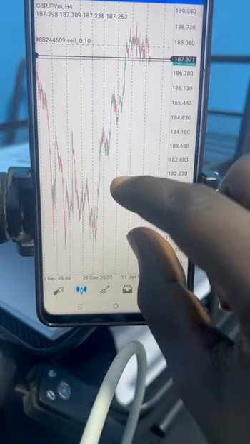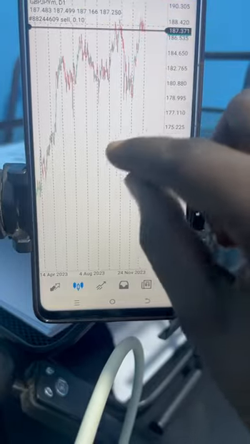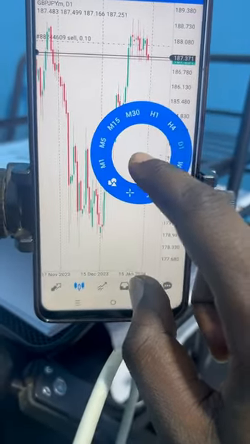Now we expect price to keep falling down, and if you look at the daily time frame, you expect more sells in the market.